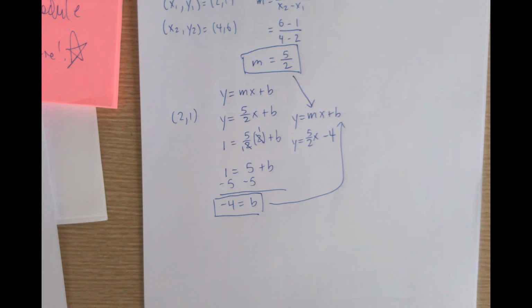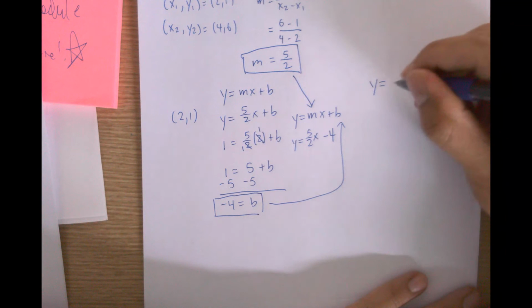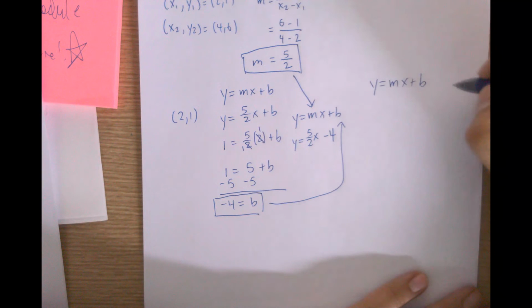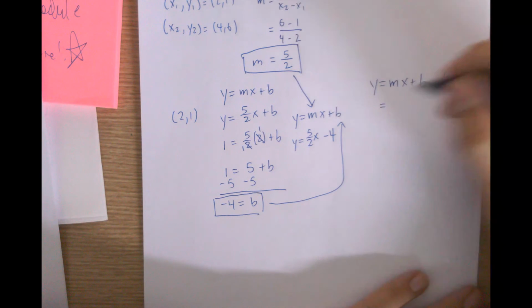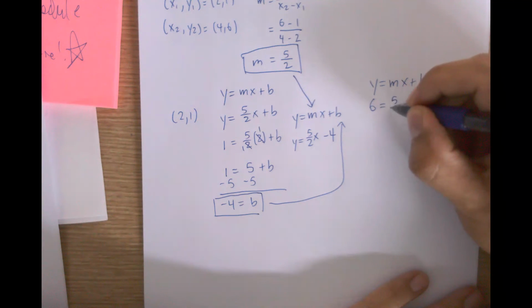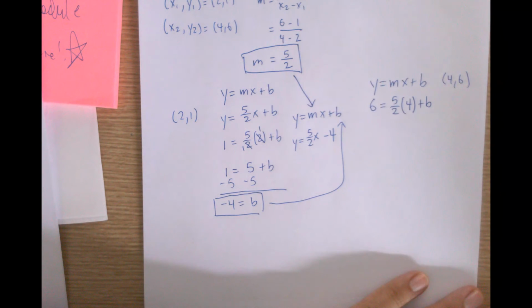So a question that you might have is, what happens if I plugged in the other coordinates? To answer that, we will just go ahead and solve this. So we have y equals mx plus b, and this time I'm going to plug in the coordinates 4, 6. So this time I'm going to plug in 6 for y. For m, I'm still going to plug in the same slope. I'm going to plug in 4 for x. And for b, I'm just going to assume that we never found it.